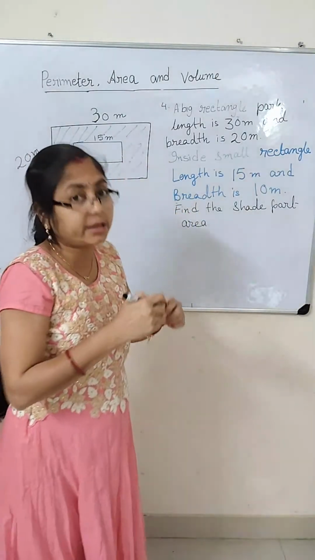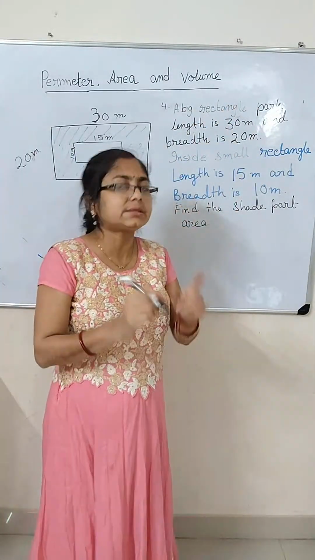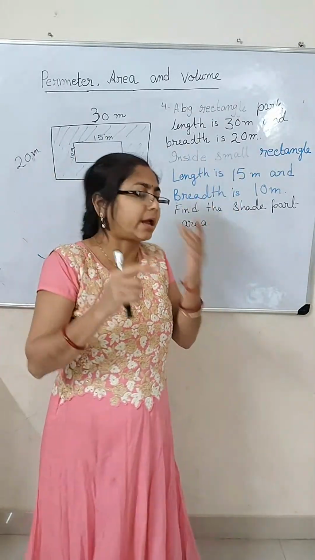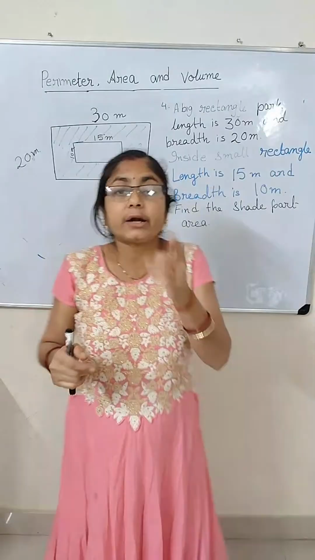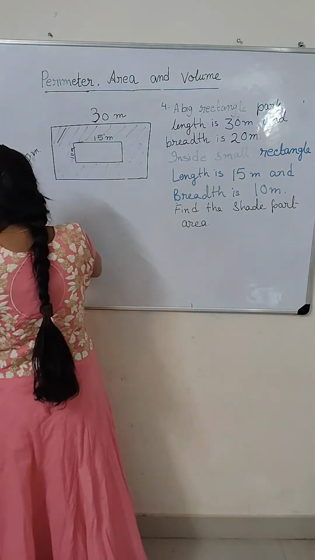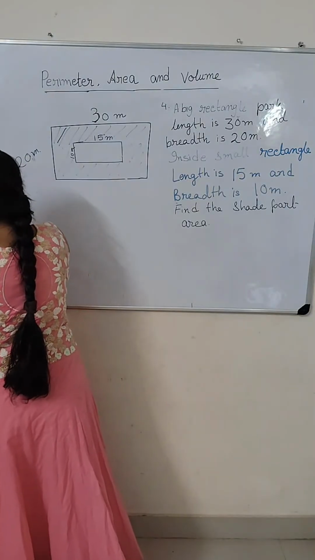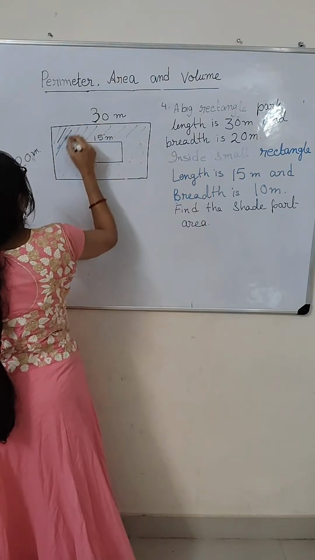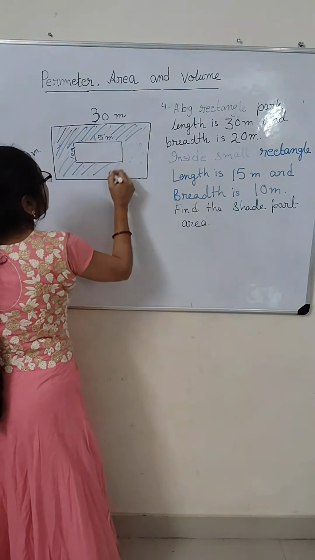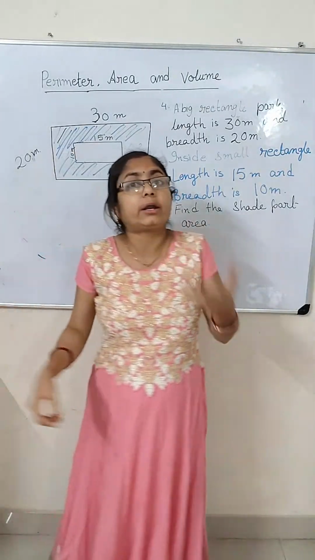First I tell why I use two colors, because one is a big rectangle, so I write it in black color. Next, inside is a small rectangle, this is blue in color. And the question is to find the shaded part. This is the shaded part. How can you find out? You do not know, then the question is how can you find out?